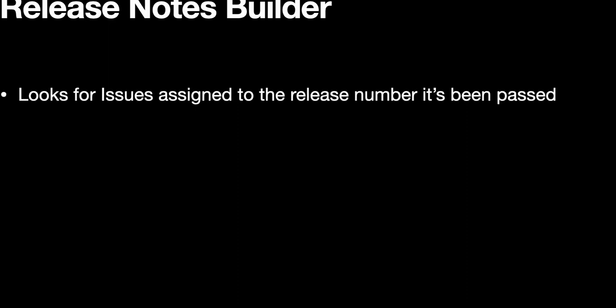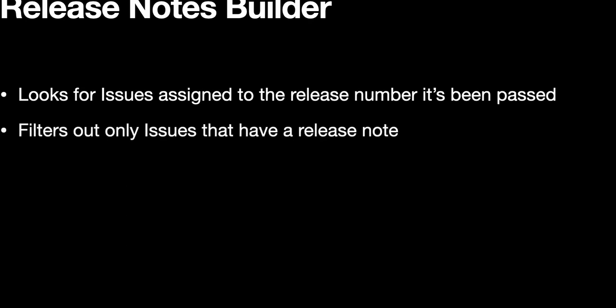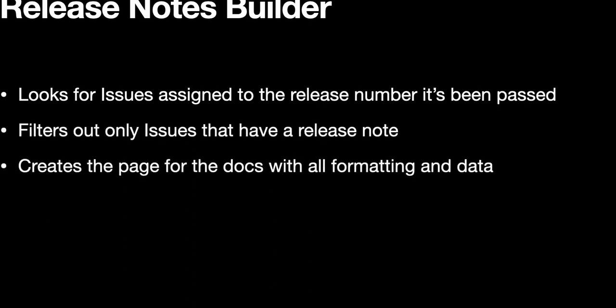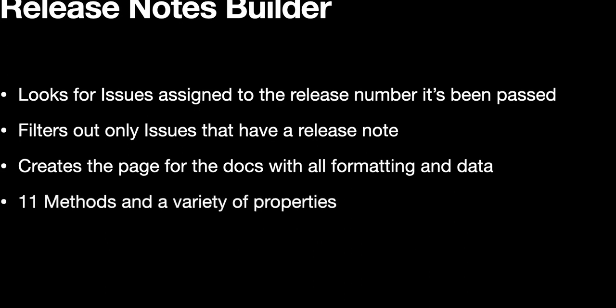It looks for issues assigned to the release number that's been passed and filters out only the issues that have a release note. You'll notice, by the way, if you look at issues, you'll see notes that say bracket RN bracket, and then there's some text. That's the tag that we use to indicate it's a release note. It creates the page for the docs with all the formatting, as you see when you look at release notes. And it's about 11 methods.